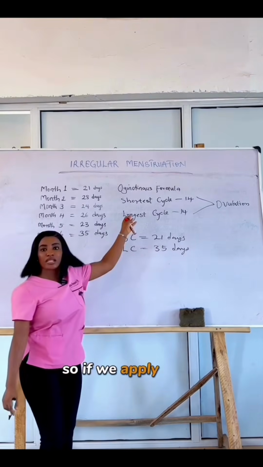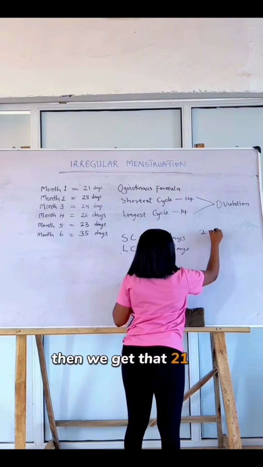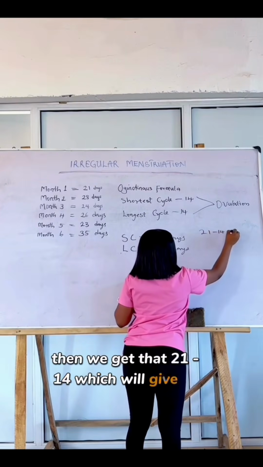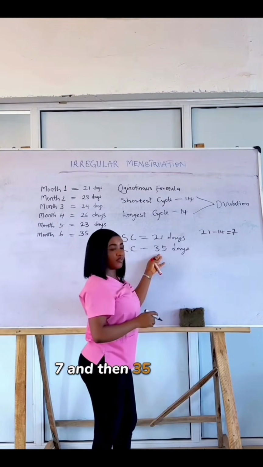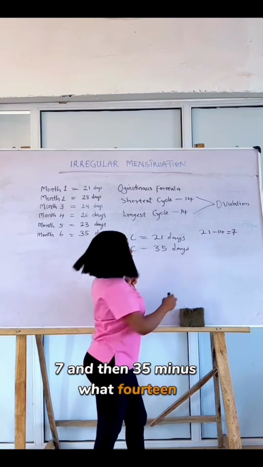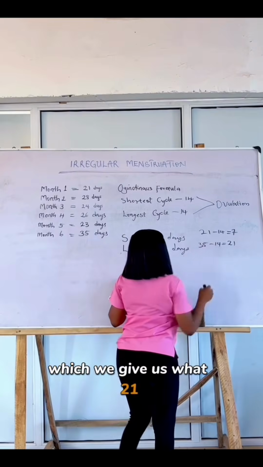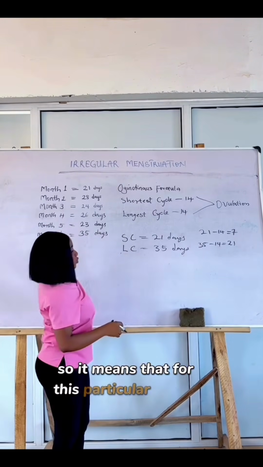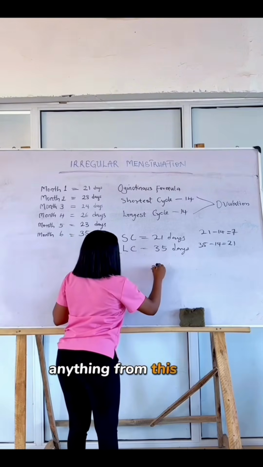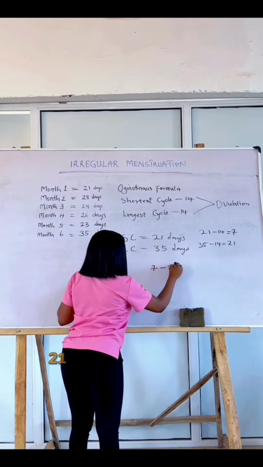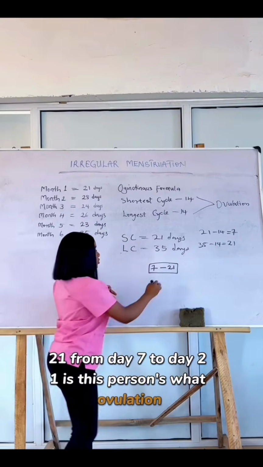So if we apply this Ogino-Knaus formula, then we get 21 minus 14, which will give us 7. And then 35 minus 14, which will give us 21. So it means that for this particular person, her ovulation starts from anything from day 7 to day 21. From day 7 to day 21 is this person's ovulation.